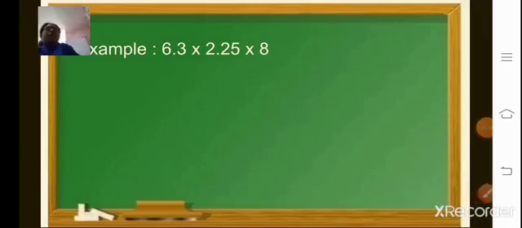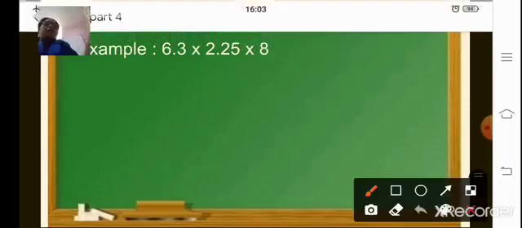Here we have to multiply 6.3 multiplied by 2.25 multiplied by 8. So first we will take the first 2 numbers. Without using the decimal point, first we will multiply 225 multiplied by 63.